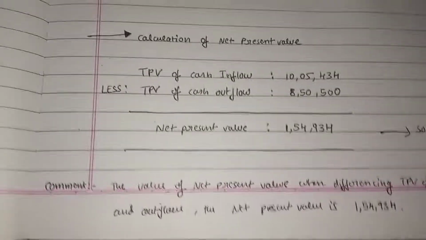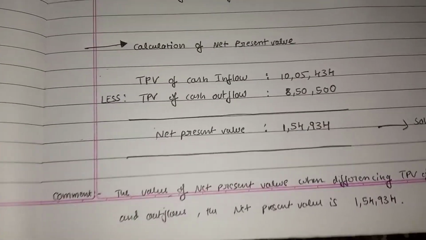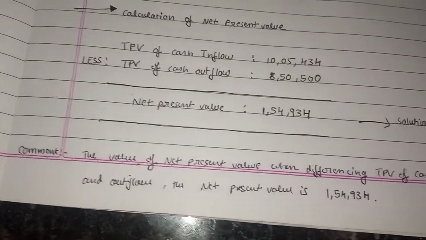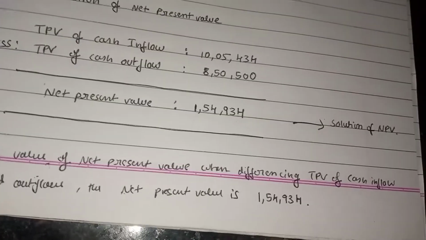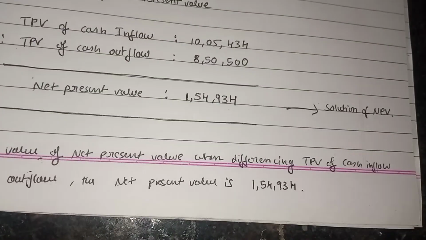After that you can write a comment. See, this comment will play an important role. It will carry 2 marks, so don't ever forget to write the comment. The net present value, when taking the difference of TPV of cash inflow and outflow, is 1,54,934. You just write the comment.